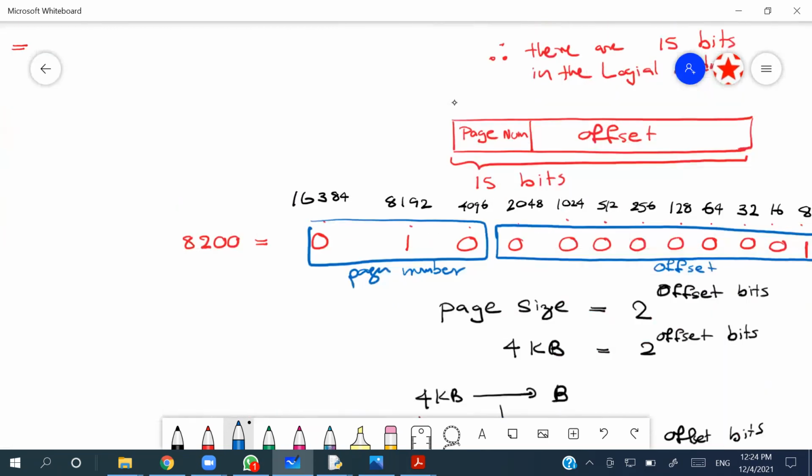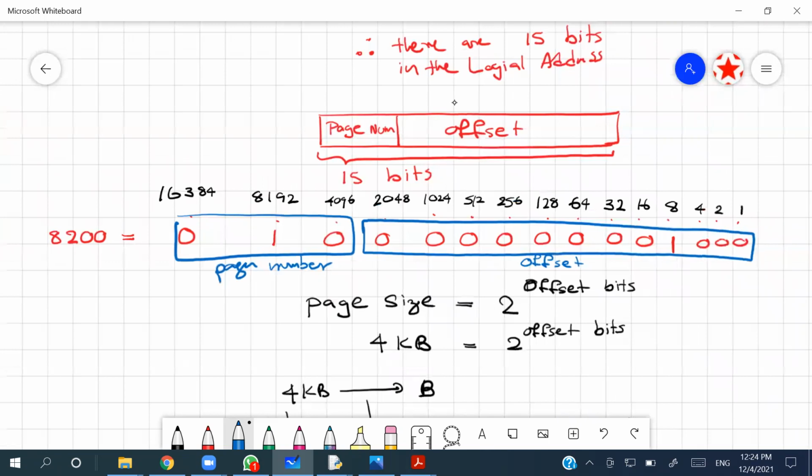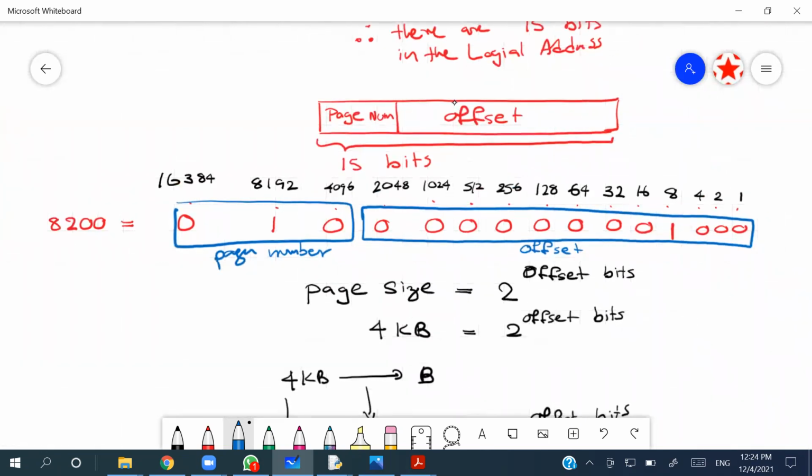So that means what's going to happen? Page number 010 is going to be replaced by the frame number, again 010.